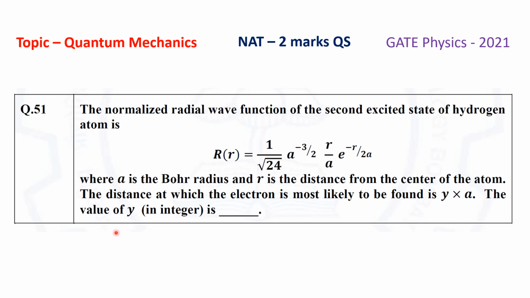The value of y in integer is, so basically you have to find the value of y such that the electron is most likely to be found at the distance y times a, where a is the Bohr radius. So let us see how to solve this problem.